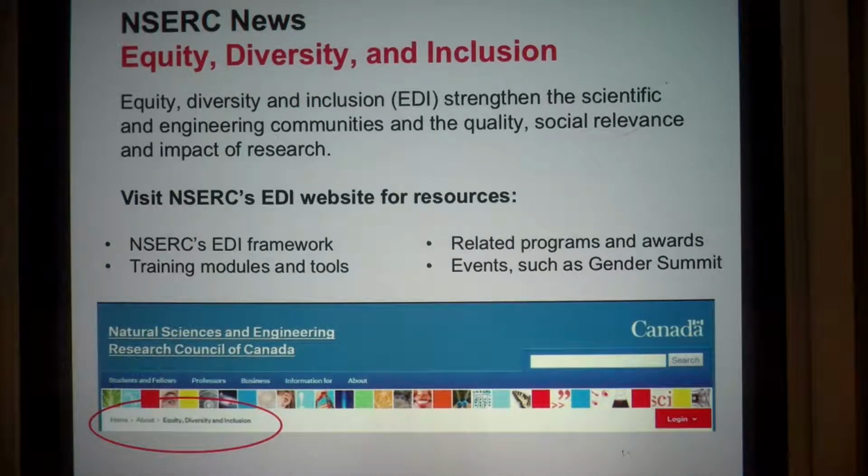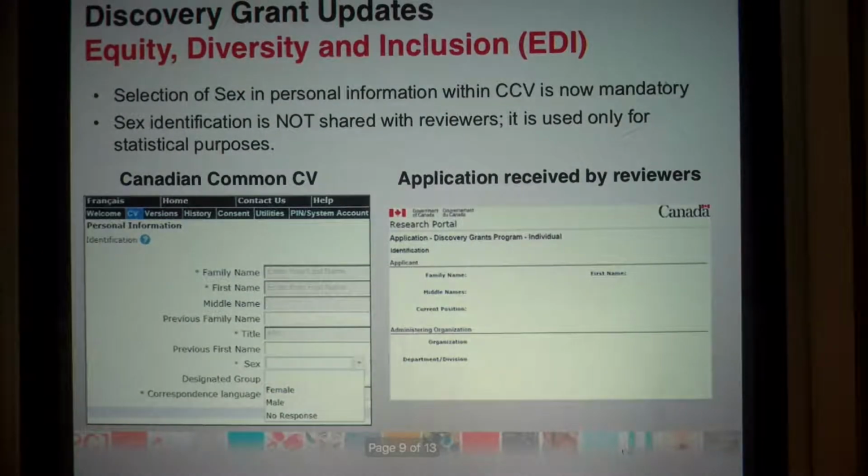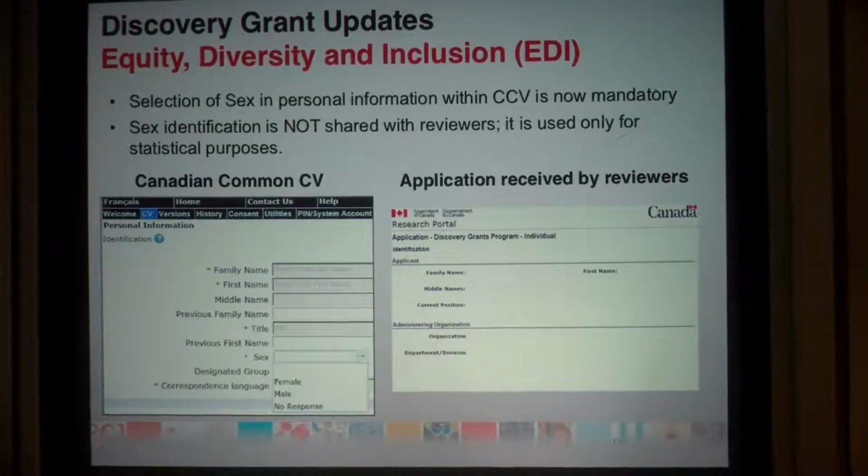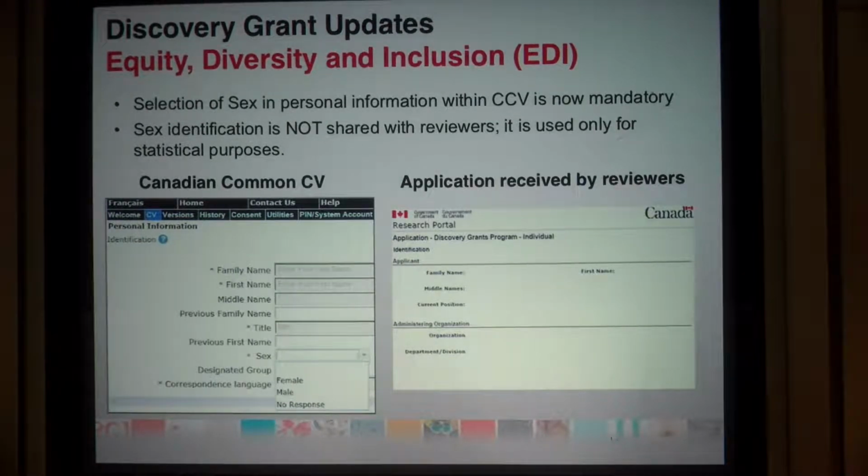The way tri-agencies are addressing that depends upon the actual agency. We're talking about NSERC today, and you can find more information about NSERC's EDI, Equity, Diversity and Inclusion policies on the website here. But I thought we should talk about how it applies to Discovery. There are two parts to it. One part is that, as a pool of applicants and a pool of people who are funded, NSERC wants to make sure that pool is as diverse as possible.